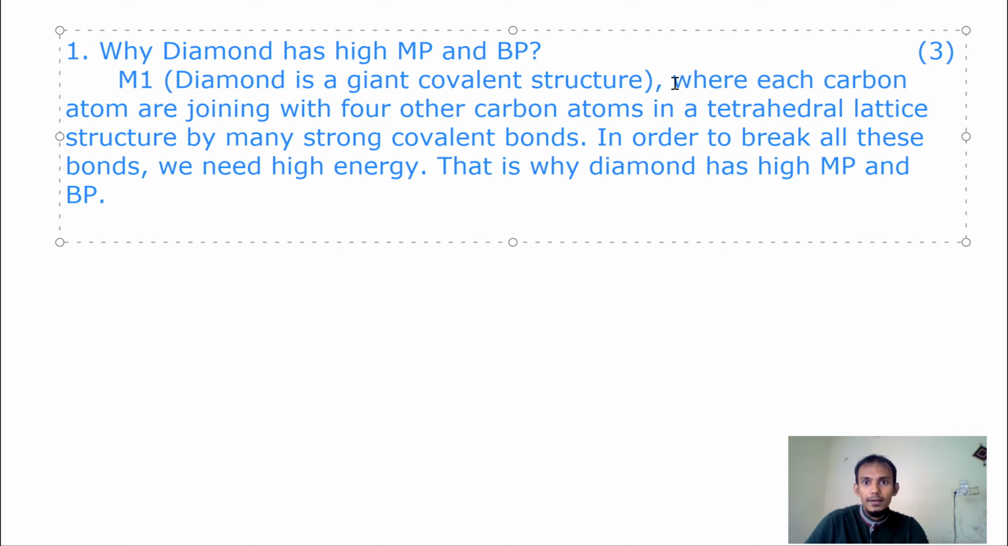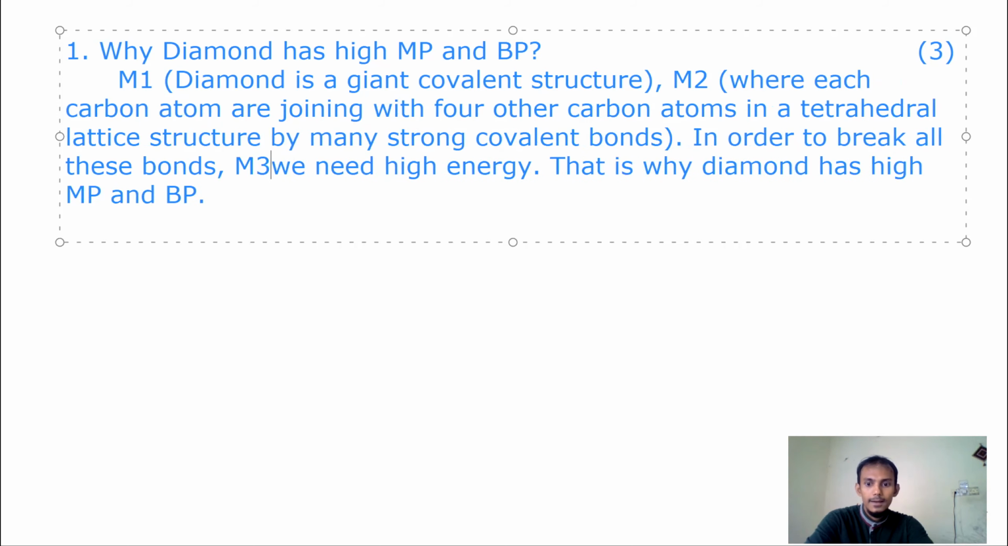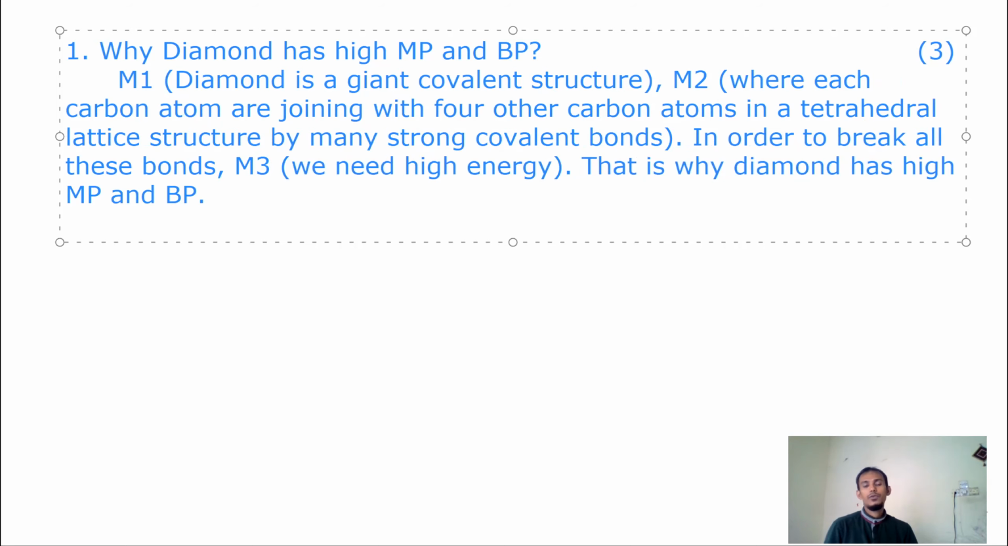So this is number 1. Then Mark 2, where each of the carbon atoms is joining with 4 other carbon atoms in a tetrahedral lattice structure by many strong covalent bonds. Up to this, I'm giving Mark 2. And in order to break all these bonds, we need high energy. So this is Mark 3: high energy is required to break all these covalent bonds. These are the 3 marks you will get. Clear?